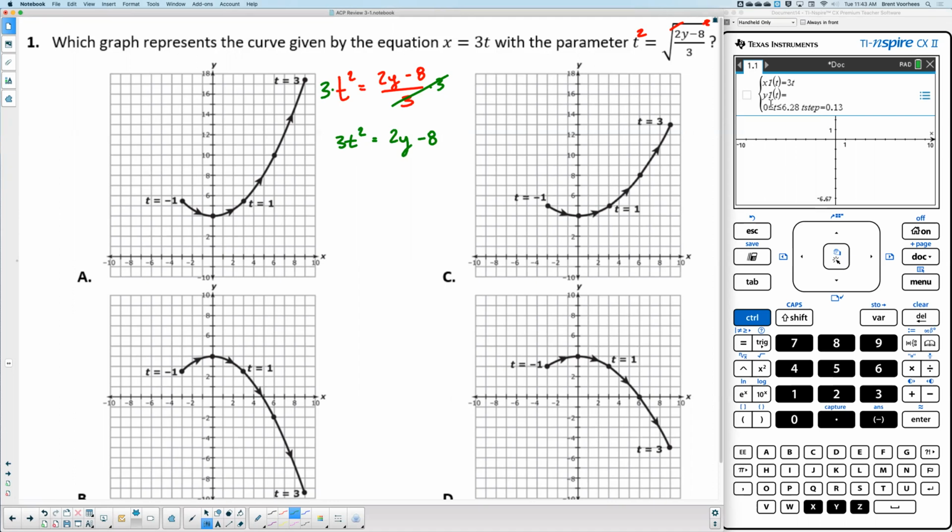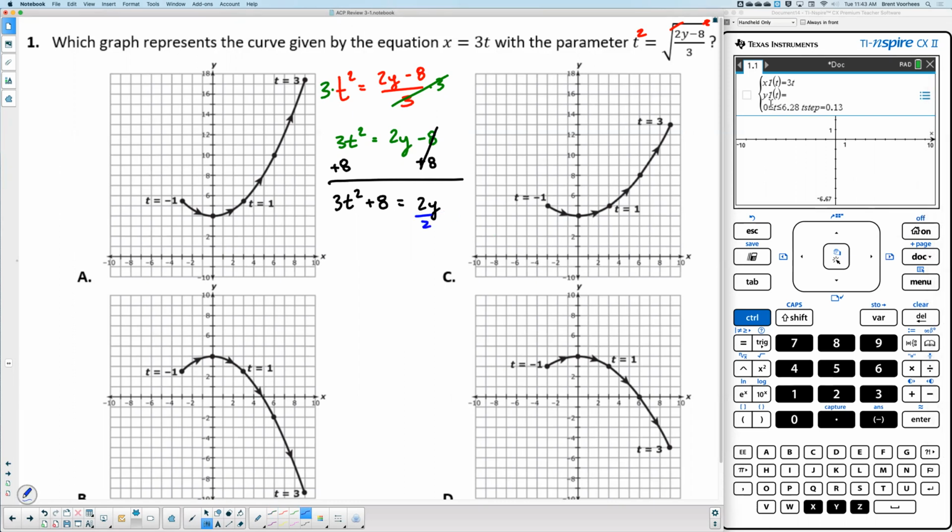We're getting really close. Next opposite. Let's add 8. Question for you. When I add 8, does it combine with this 3? No, because that 3 is not a like term. It has t squared connected to it. So it'll be 3t squared plus 8 equals 2y. And finally, last step. Divide by 2.